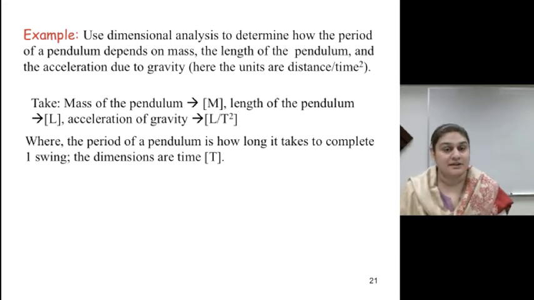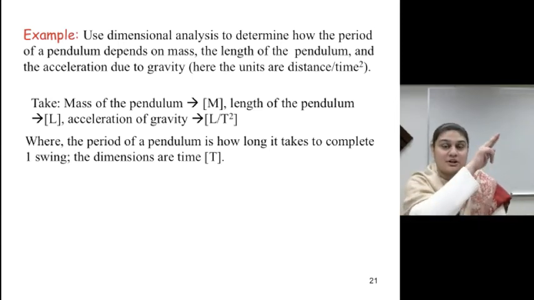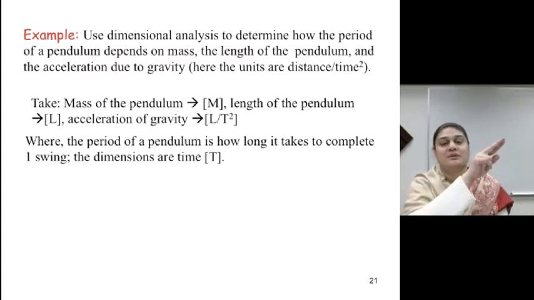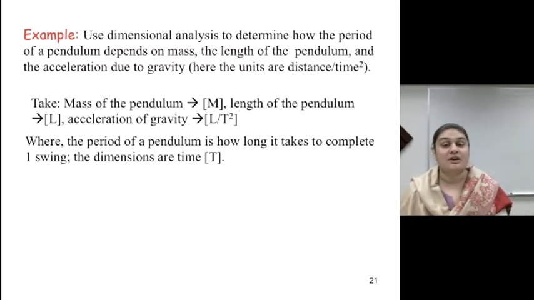The other thing that it gives us is that the period of a pendulum is how long it takes the pendulum to complete one full swing, starting from one side, going to the other side, and swinging back. And its dimensions are t. Based off of this information, can we use our prior knowledge as well as dimensional analysis to come up with a relationship between the period of a pendulum and mass and length of the pendulum and so on and so forth?